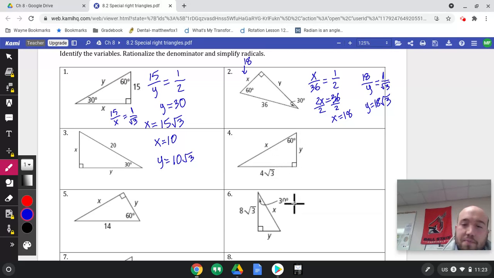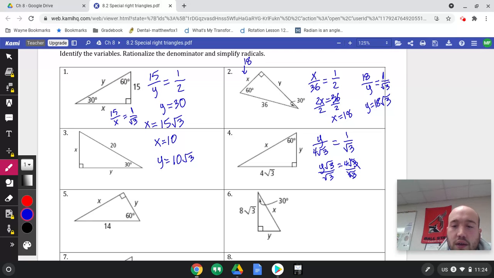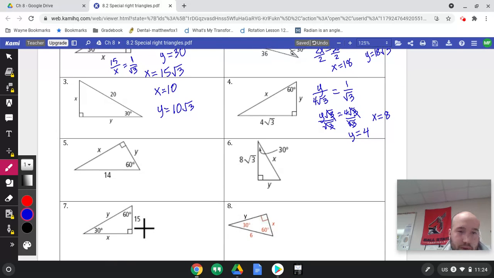So if we do y over 4 square root of 3, the y is comparable to our 1, and we'll put square root of 3 on the bottom. We cross multiply. Y square root of 3 equals 4 square root of 3. We divide by square root of 3, divide by square root of 3, and we'll get y to equal 4. Now, to find x, we just double that, so we'll get x equals 8, and we are done. Okay. Now, a few more.